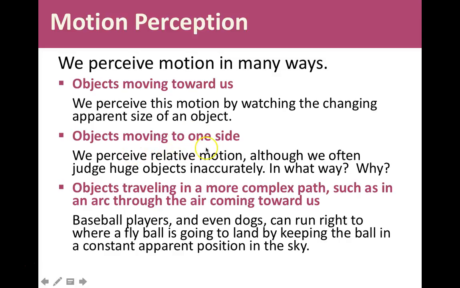Objects moving to one side, I'll leave that to you to figure out from the textbook if you want to. Objects traveling in a more complex path, such as in an arc through the air coming toward us. So baseball players, even dogs with frisbees, can run right to where a fly ball is going to land by keeping the ball in a constant apparent position in the sky.